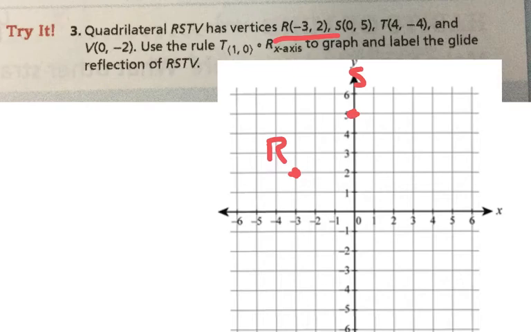Gotcha. T is at 4, -4. I'm going to 4, down to -4. Right here is T. Okay? So if I'm going to V, I'm going nowhere except down 2, which will be right here. And this is my point V. Now I'm going to connect these 4 points to make a quadrilateral.